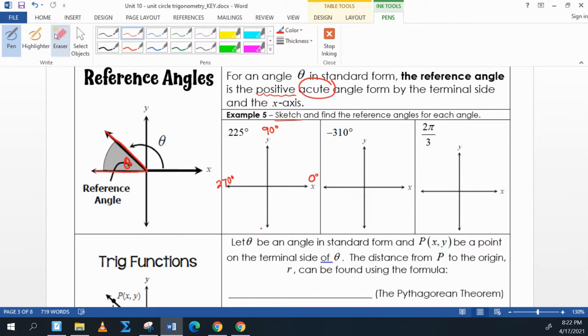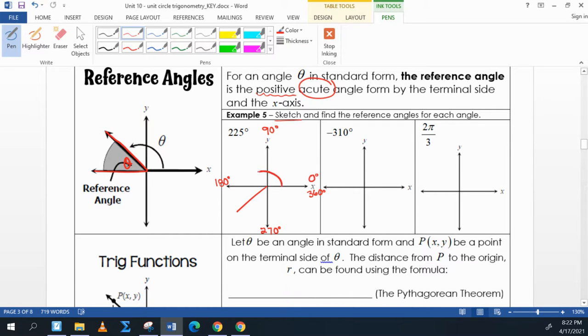Oh, I already messed up. Goodness. 90 plus 90 is 180 degrees. 180 plus 90 is 270 degrees. And we're up here at 360 degrees. Okay, so this 225, it's bigger than 180, but it's not quite to 270. In fact, it's probably close to in the middle of there.